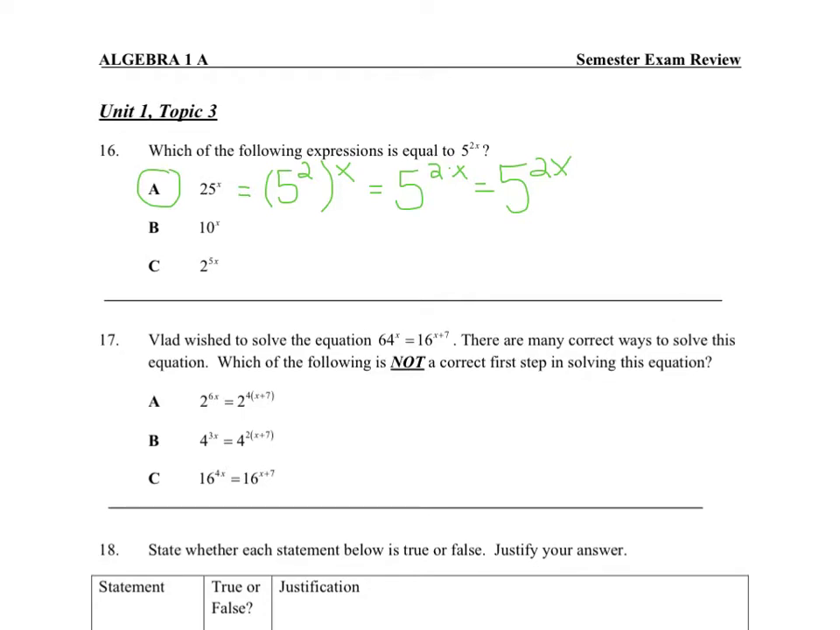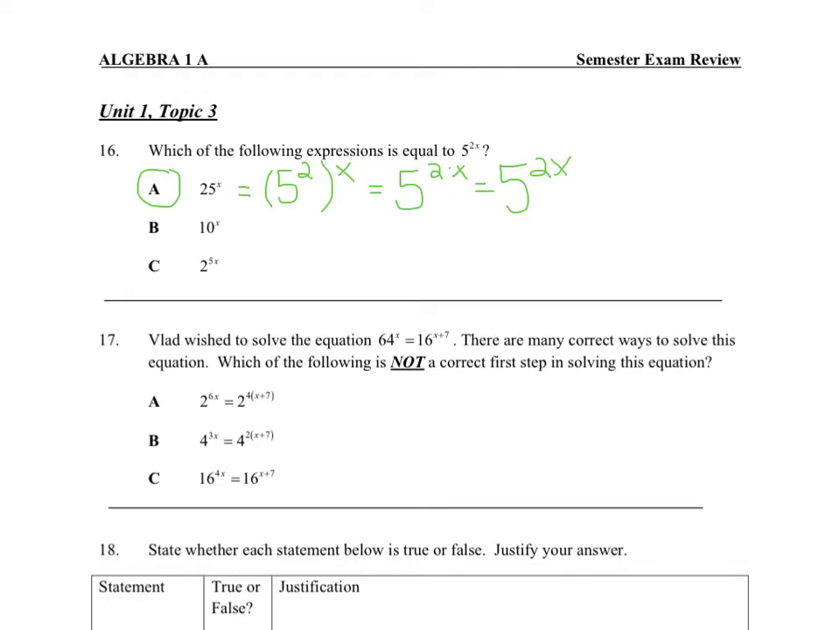But let's just look at B and C. B is 10 to the power of x. I cannot make that into a base of 5 because my 5s are 5. 5 to the 0th is 1, 5 to the 1st is 5, 5 to the 2nd is 25, 5 to the 3rd is 125. There's no way I can make that into 10. Same thing goes for C. I can't make 5 into a base of 2.